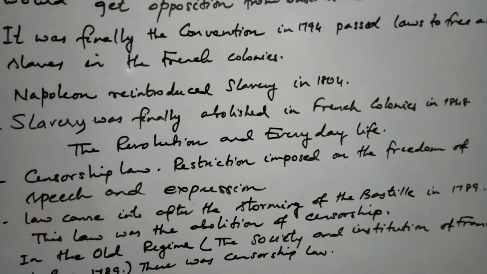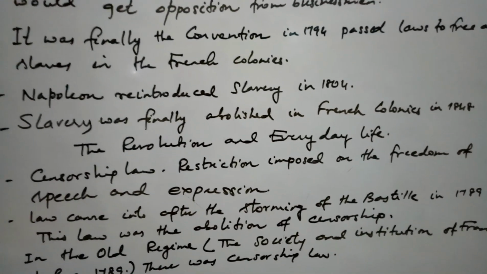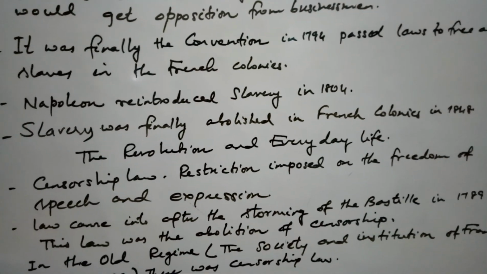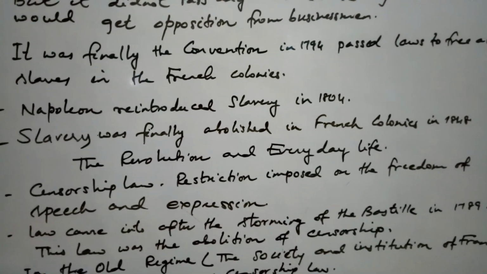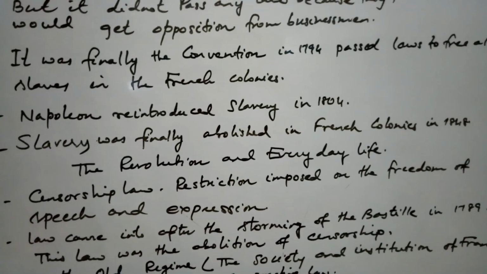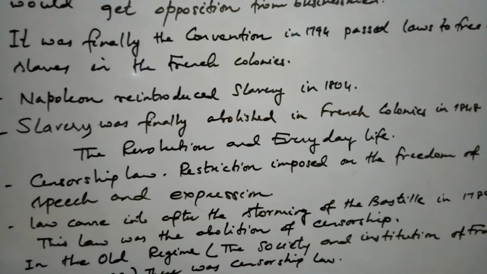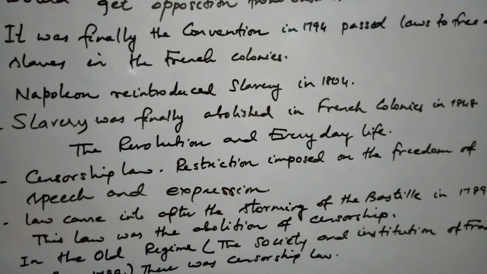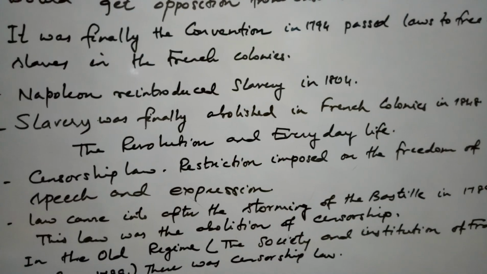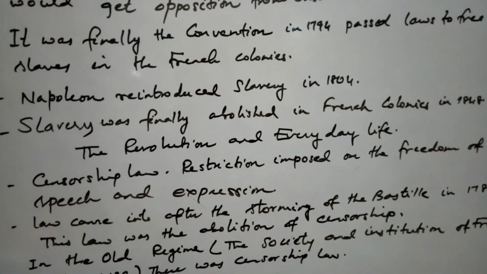So in the Old Regime, all literary materials and cultural activities like books, newspapers and plays could not be published or performed at will. Before performing these, permission from the king had to be taken because of the censorship laws.